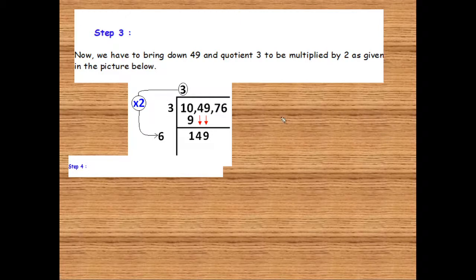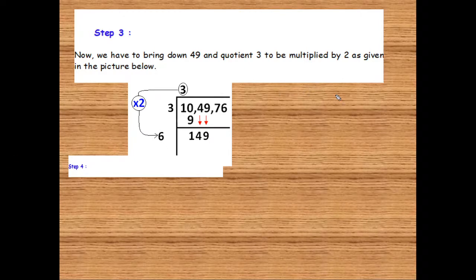I think it is really complicated for you to do it like this, so I will show you how to do it. First, you draw a line and a column and write 104,976. You write this number. The next step is pairing, right? You'll pair 10, 49, and 76.